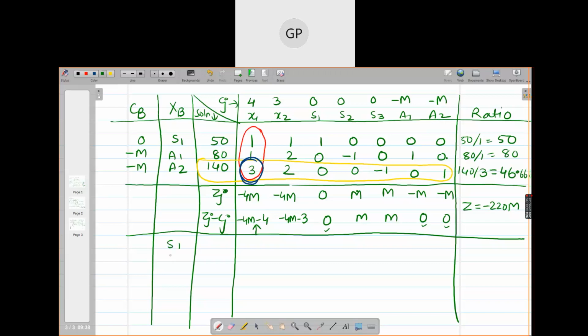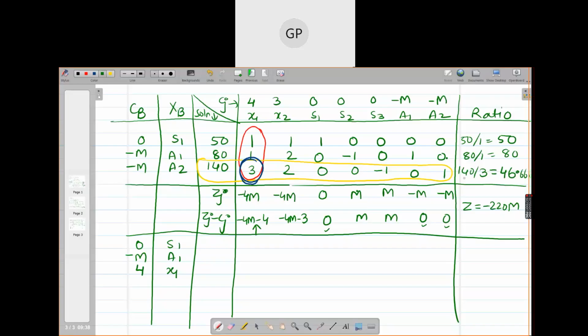So S1 is as it is, A1 is as it is. In place of A2 I am writing X1. Here it will be 0, minus M and 4. Okay? So pivot element is 3. So what should we do? We want to reduce it to 1. So what should be done? Divide by 3. So the minimum ratio quantity will appear here, okay?